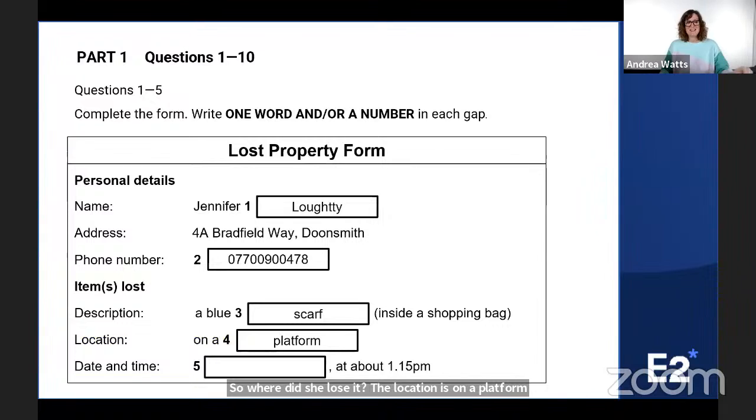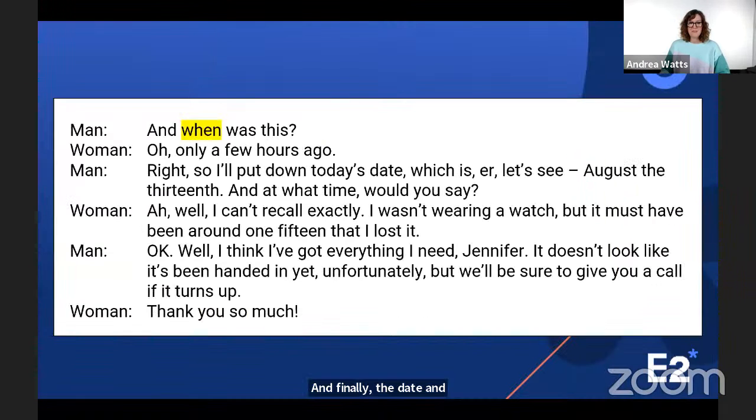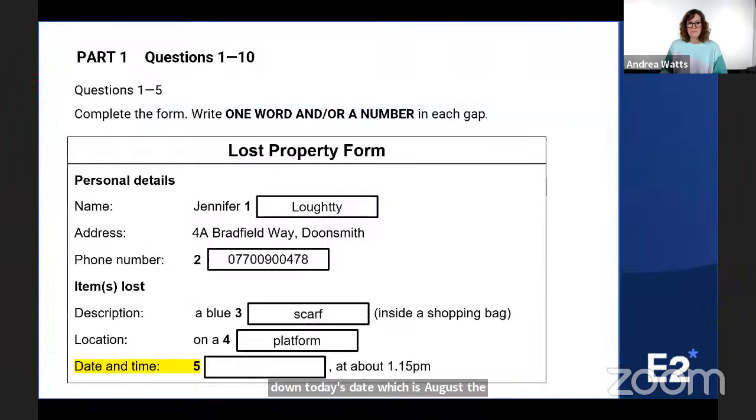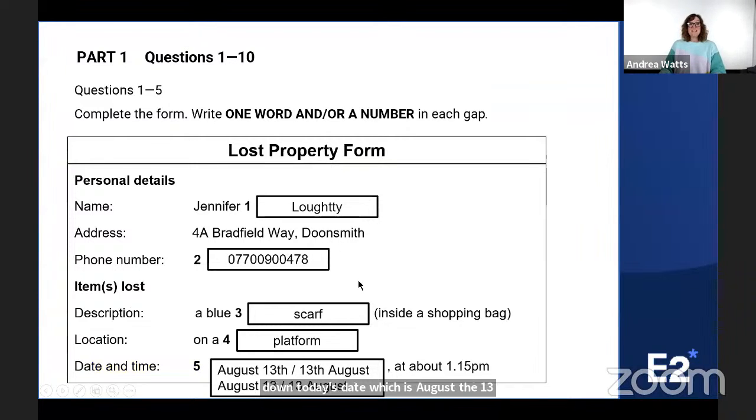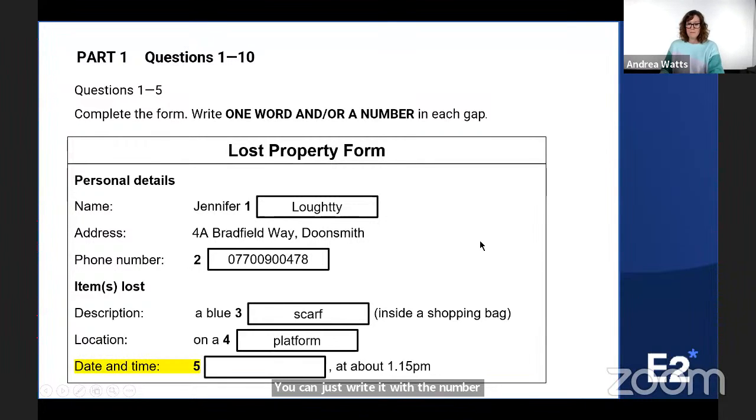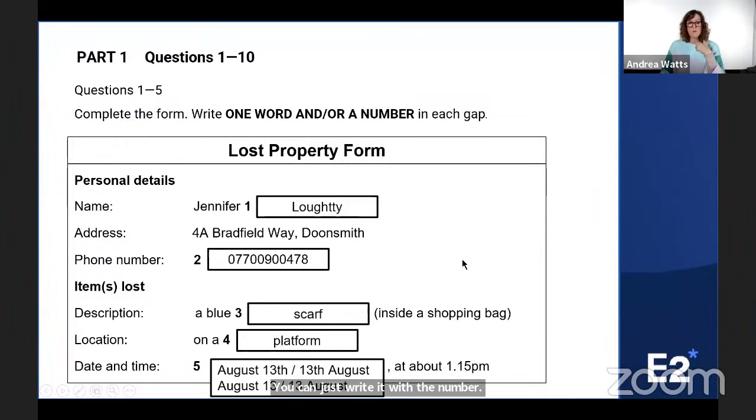And finally, the date and time. He says, when was this? And she says, only a few hours ago. So he says, I'll put down today's date, which is August the 13th. So you can write it in any of these ways. You can write August 13th or 13th August. You can just write it with the number. 13 August or August 13. All of those answers would be correct in IELTS.